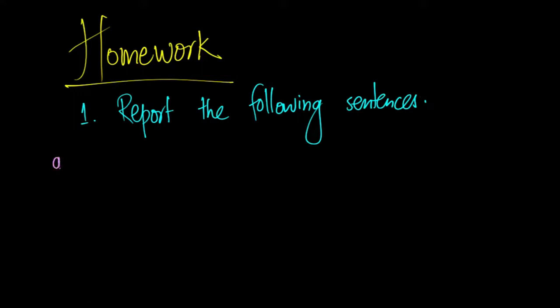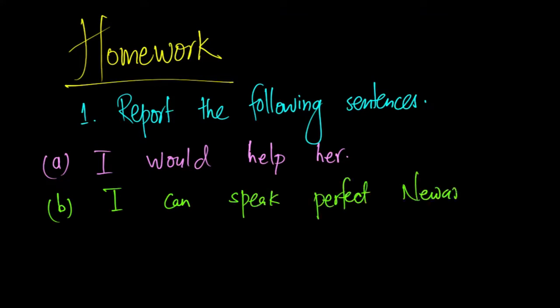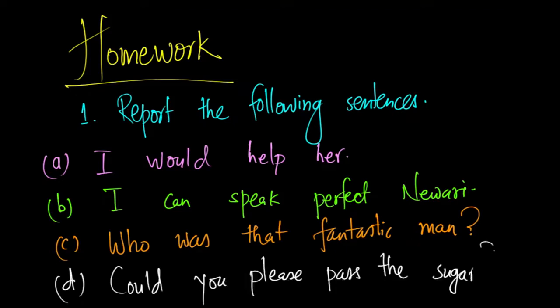Number A. I would help her. How would you change this into reported speech? Number B. I can speak perfect Nevari. Oh, I can't. I'm just kidding, by the way. Number C. Who was that fantastic man? I love him. Last number D. Could you please pass the sugar?